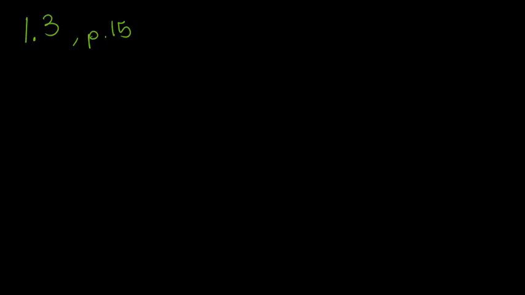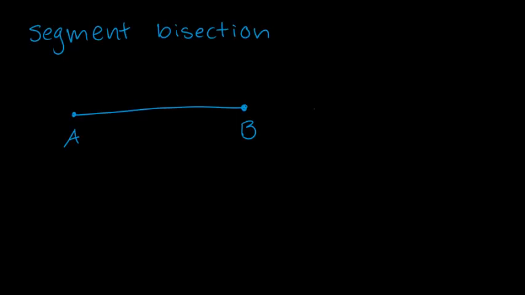Starting on page 15, section 1.3 covers 3 different topics, the first of which is midpoint and segment bisection. So in order to bisect a segment, we need to cut it in half. And I told you all that there are multiple ways a segment can be bisected. First and foremost, they can give you a midpoint, or they can give you the tiny little matching hashes to tell you that it is a midpoint.